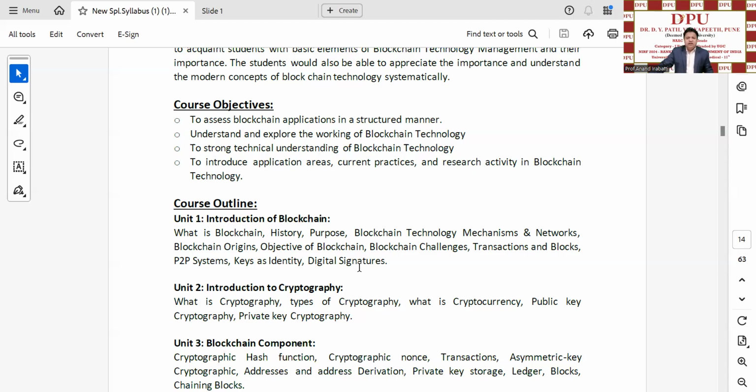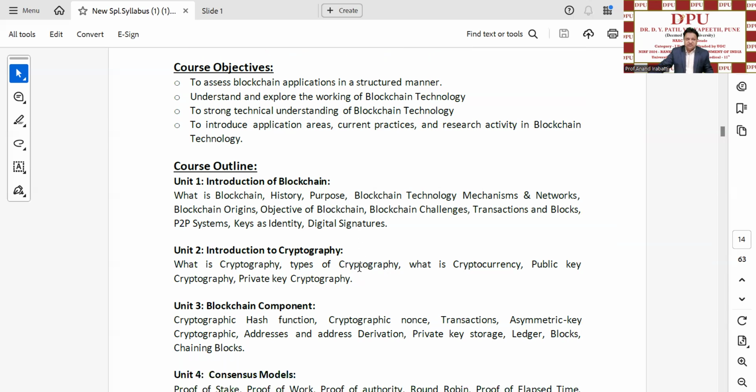So the first unit will give you the basic concepts of blockchain technology, starting with the definition of blockchain technology, the purpose, the history, the mechanism, the network, and the basic elements of blockchain technology, that is the blocks and transactions, the digital signatures, and what are the challenges of blockchain technology. That is the first unit that we are going to cover.